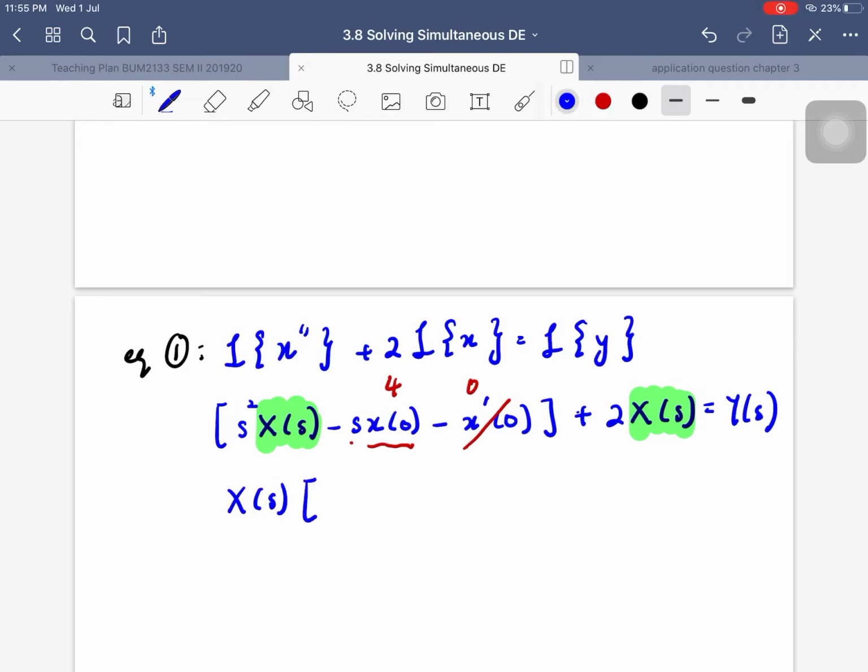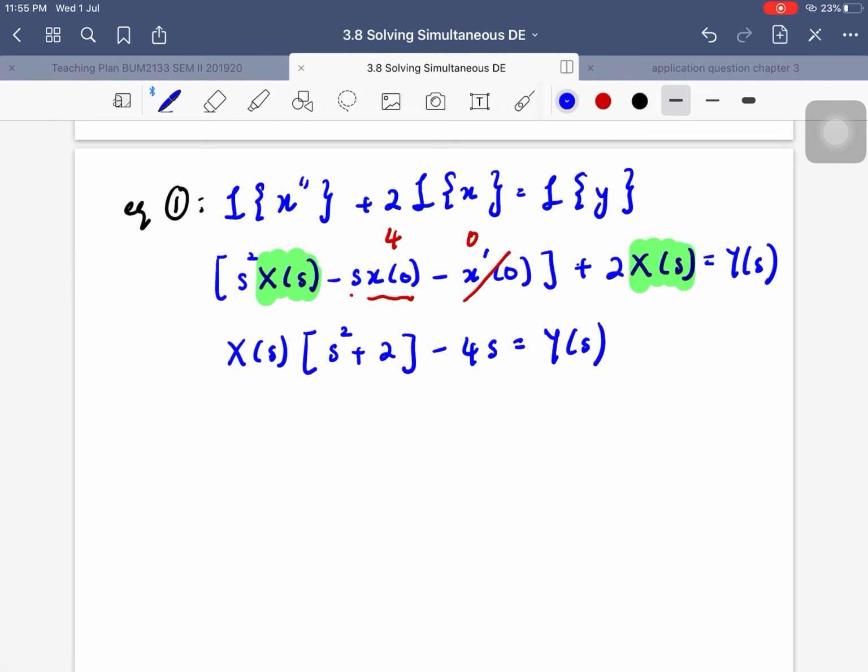So X of s multiplied by s squared plus 2, and then minus 4s, and on the other side is going to equal capital Y of s. Okay, so that will be for equation number 1.